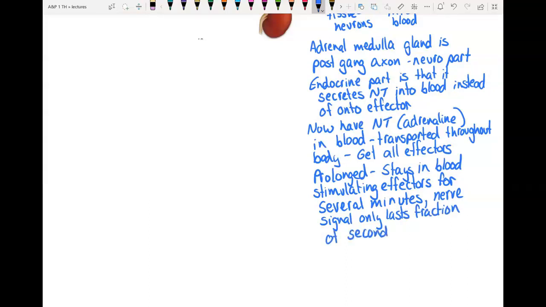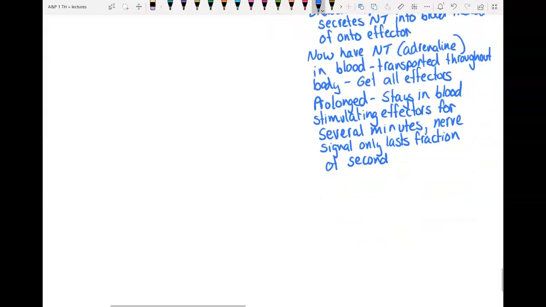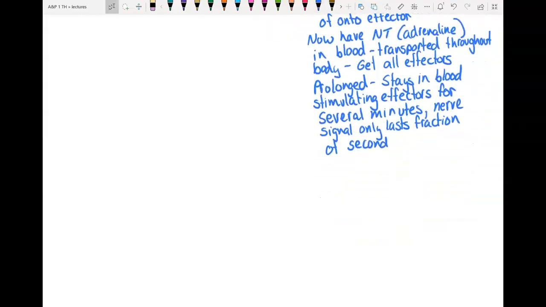So think about if something startles you or you have like a close call, your heart starts pounding and it keeps pounding for several minutes, or you get really angry at someone and it takes you a while to calm down. This is why it takes a while to calm down, because your adrenal medulla gland is putting adrenaline into the blood and causing that sympathetic response throughout your body for several minutes.